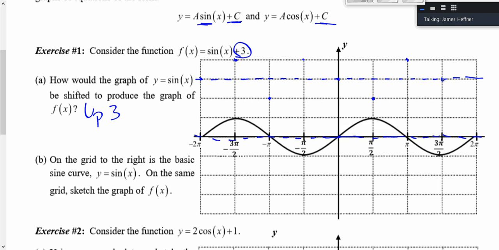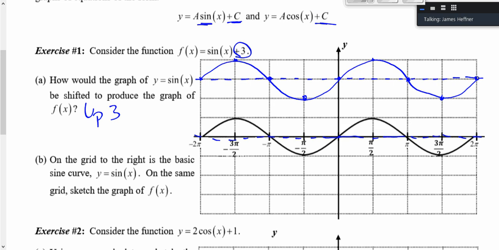Wait, something didn't work out. What happened there? Oh, I know what I did. I missed this one here. There we go. Thought something looked odd there. That, there, and there. And then we just draw a nice smooth curve. No V's. Nice smooth humps there.